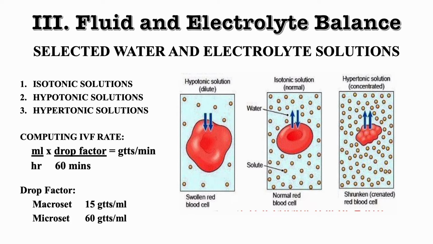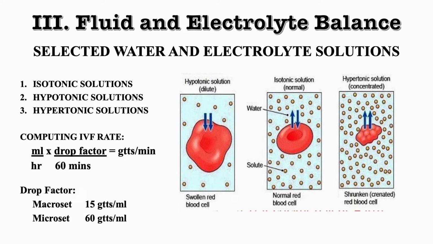One significant nursing intervention in fluid and electrolyte balance is the correct regulation of IV fluids administered to patients. They are given IV, and the nursing responsibility, of course, is to compute and regulate its rate. Please review computing IVF rates. The formula to get the drops per minute is ml per hour times drop factor over 60 minutes.